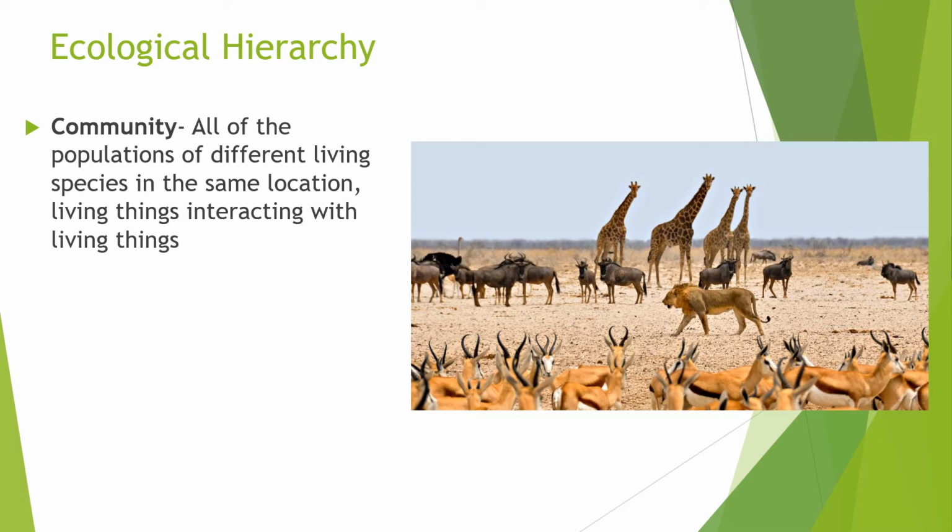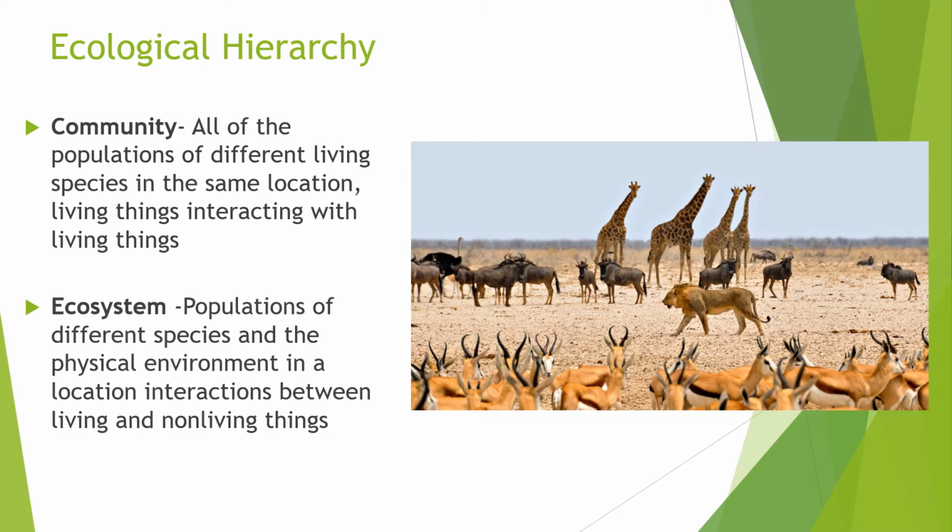When you have several communities working together, you end up having an ecosystem. An ecosystem is populations of different species and the physical environment in a location. So interactions between living and non-living things. It's not just what the giraffe does with the Thompson's gazelle, it's now how the wildebeest interacts with the soil and the water and the non-living factors in an ecosystem.